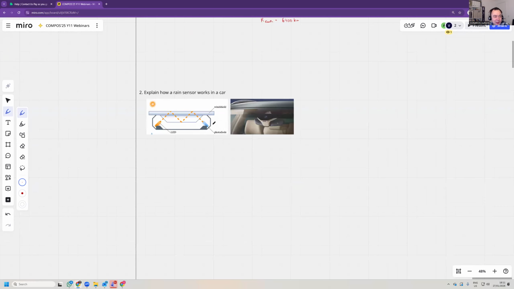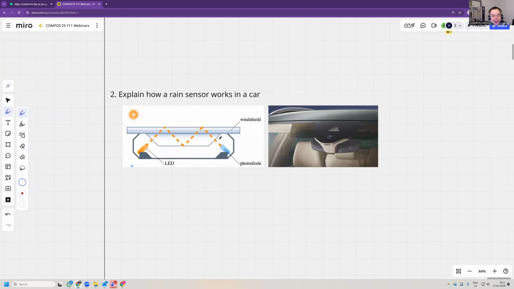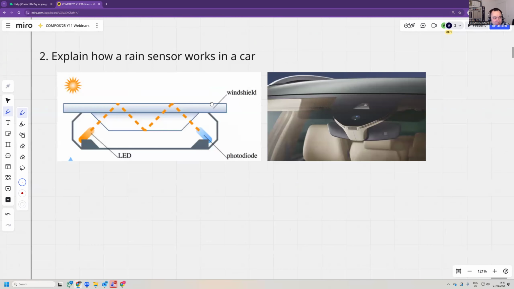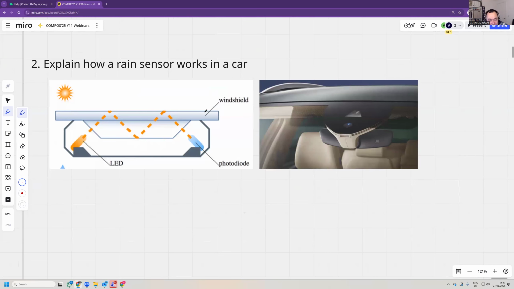Okay, so explain how a rain sensor works in a car. You've probably seen those, or at least you have heard about them, that there's a rain sensor. Basically, when it rains, it switches on the windscreen wipers. So how does it work?